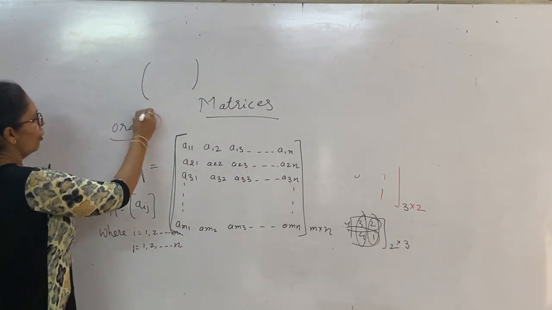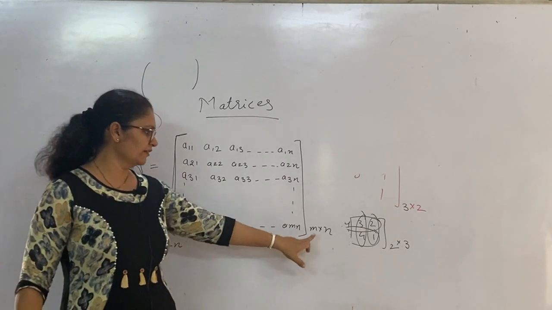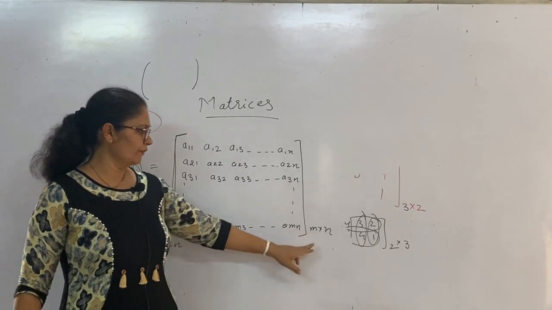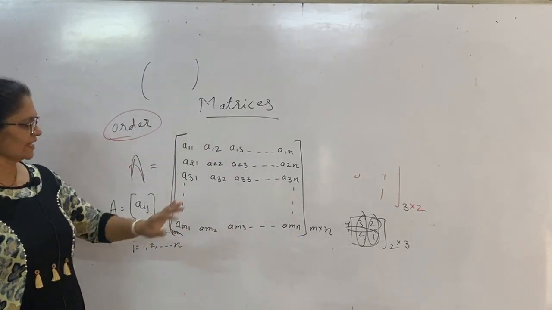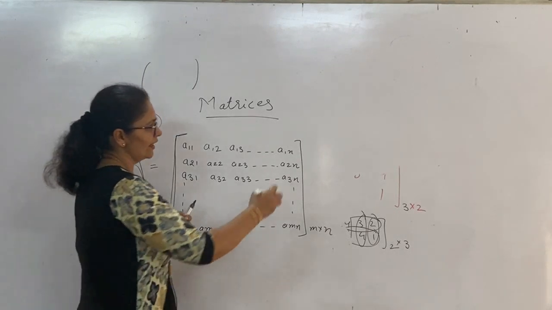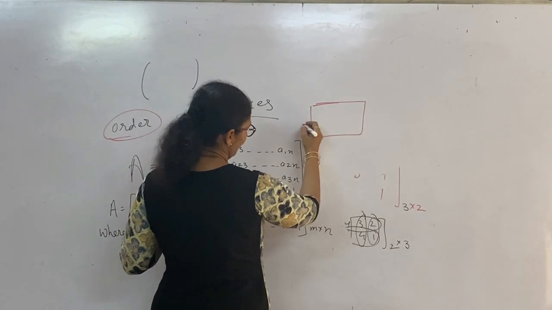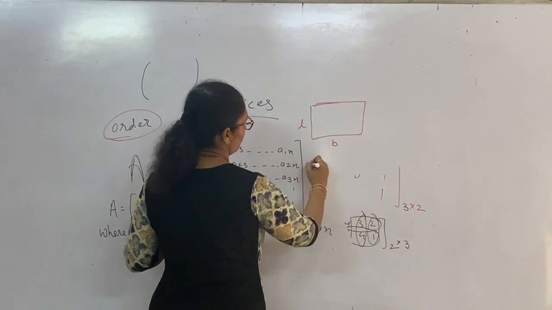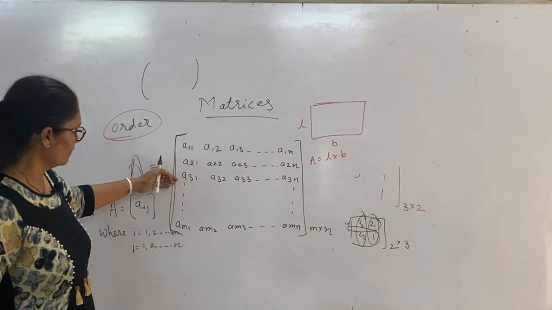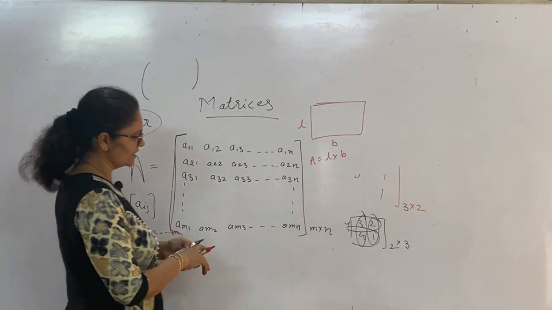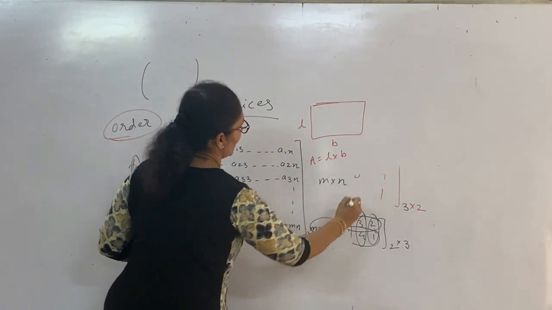The second thing we learned is the order of a matrix. The number of rows must be written first, the number of columns should be written second, and that is your order, or you can say m cross n. In a rectangle, suppose we are finding length and breadth. If we write length and breadth, what is the area of it? Length into breadth. In the same way, the area, or you can say the portion, of this matrix will be m by n.